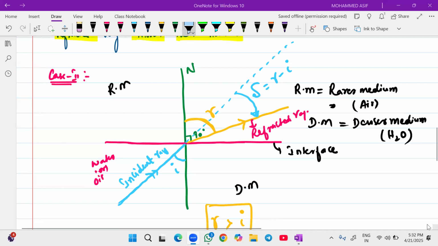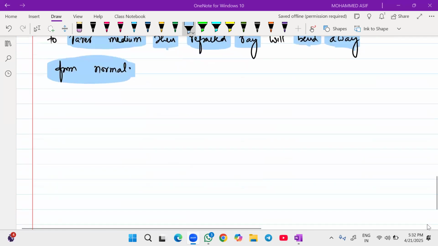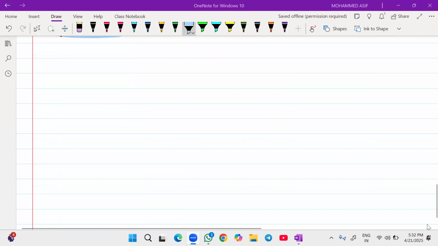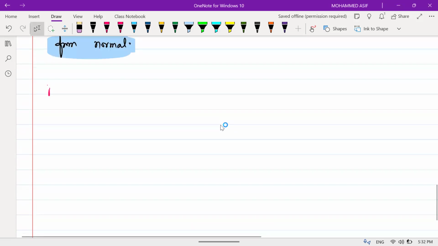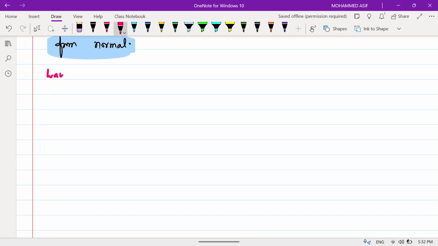Very good. Next slide is laws of refraction. Where is the next heading? Laws of refraction.